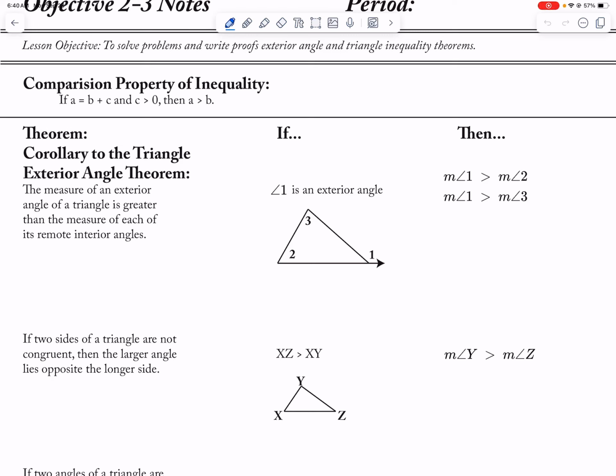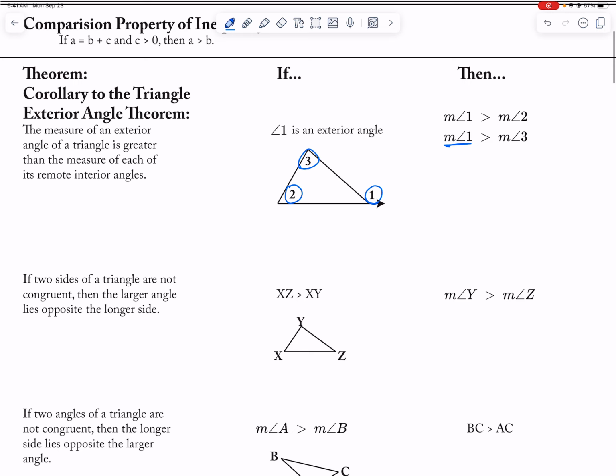All right, so there's a couple of theorems in this section. One of them is the corollary to the exterior angle theorem. So if I have an exterior angle, which is angle 1, then measure of angle 1 has to be bigger than measure of angle 2, and then measure of angle 1 also has to be bigger than measure of angle 3. If two sides of a triangle are not congruent, then the larger angle lies opposite the larger side.